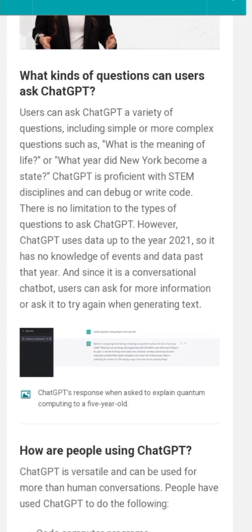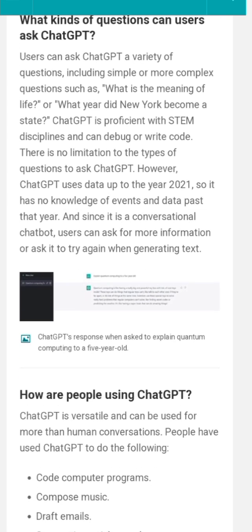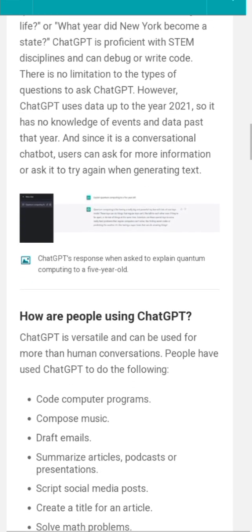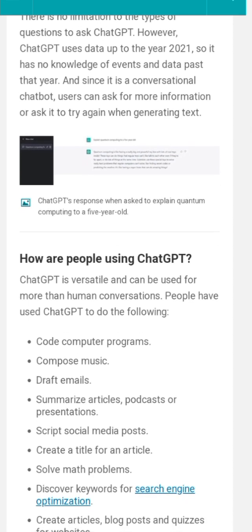What kinds of questions can users ask ChatGPT? Users can ask ChatGPT a variety of questions, including simple or more complex questions such as what is the meaning of life, or what year did New York become a state? ChatGPT is proficient with STEM disciplines and can debug or write code. There is no limitation to the types of questions to ask ChatGPT. However, ChatGPT uses data up to the year 2021, so it has no knowledge of events and data past that year. And since it is a conversational chatbot, users can ask for more information or ask it to try again when generating text.